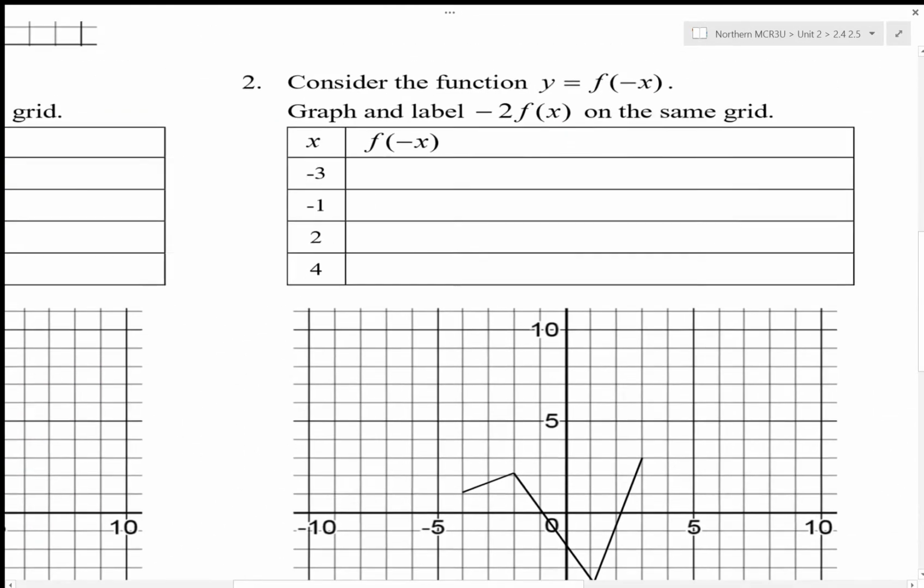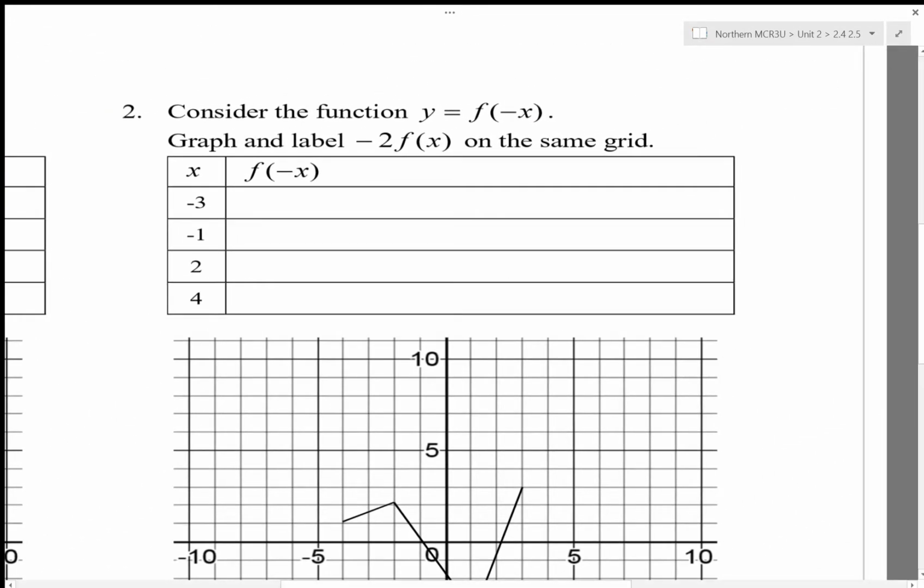Now if we go to the next one, again, ignore this part, I forgot to get rid of it. So let's try again. This time we have f of negative x. So instead of putting x into the equation, we're putting negative x into the equation. So I have the x values here. We have f of negative 3, which gives me f of 3. Remember, f of 3 was 3 according to our original graph. We're still using the original graph.